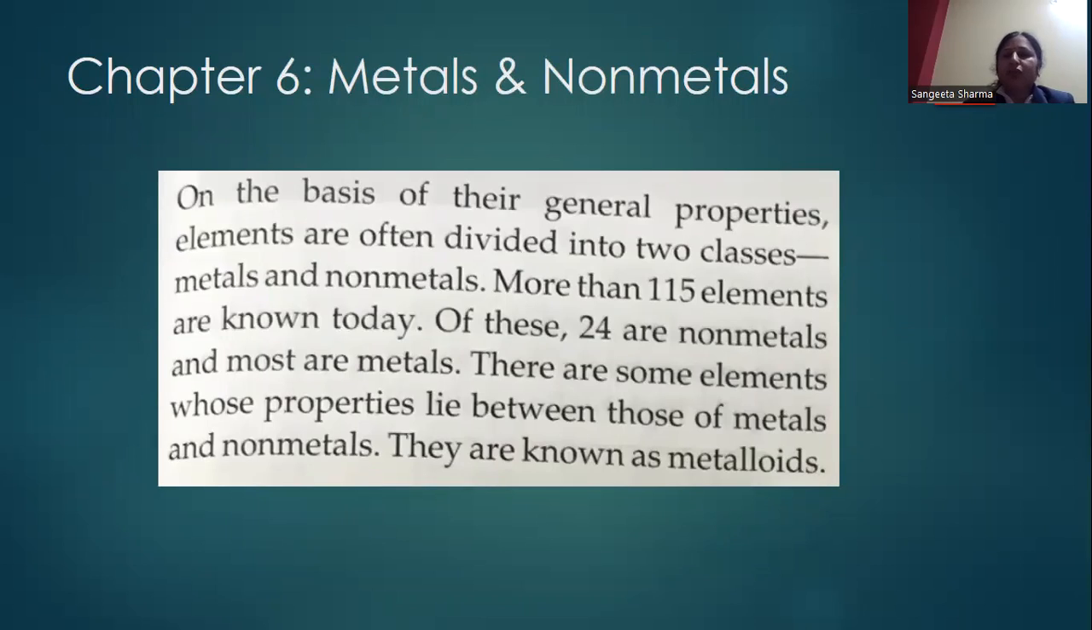There are some elements whose properties are between those of metals and non-metals, meaning they have intermediate properties between metals and non-metals. You can call them semi-metals also, and they are known as metalloids also. So semi-metals and metalloids are both the same thing.